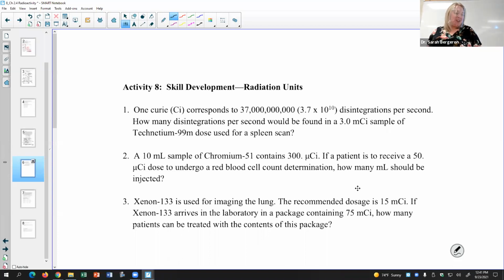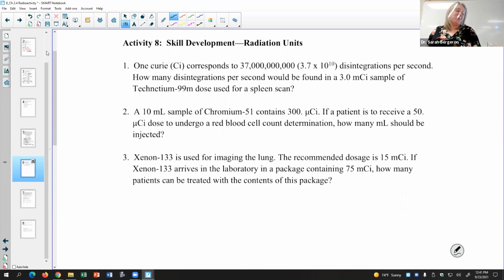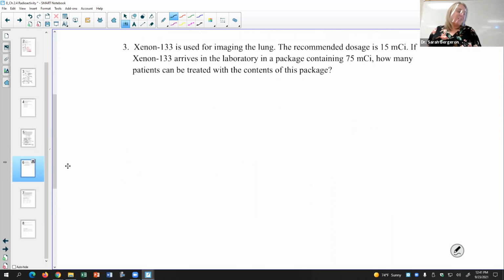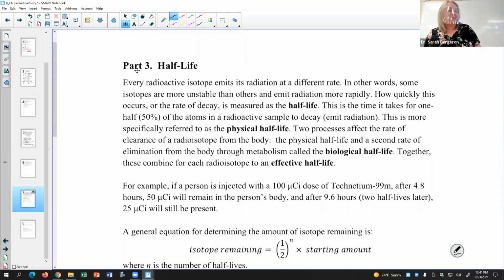All right, let's see. I think these are really similar to what we just did. So let's go on to half-life. Just like there were extra problems with balancing, it's the same thing with that one. So let's try some half-life stuff.